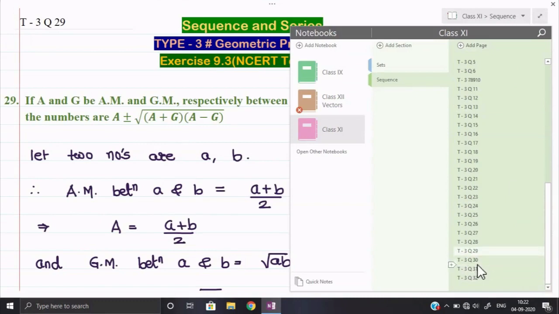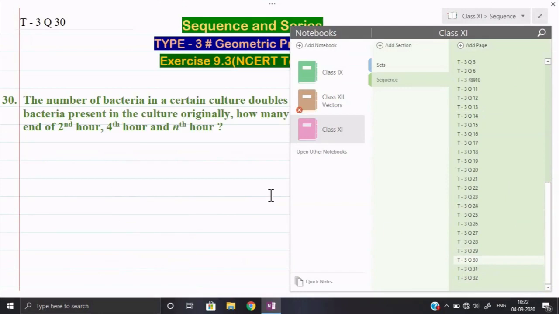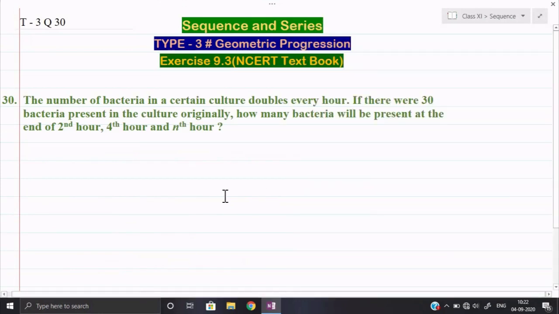Yes, see, in question number 30, what we have given: the number of bacteria in a certain culture doubles every hour. Means suppose right now the bacteria is 2, next hour it will become 4, and the next hour it will become 8, double of 4. Whatever the value right now, it will be double of that one. Now they are saying if there were 30 bacteria present in the culture originally, how many bacteria will be present at the end of second hour, fourth hour and nth hour.